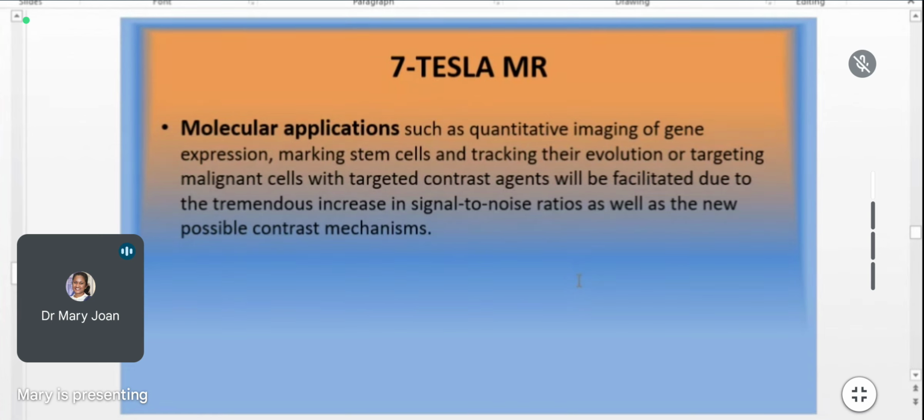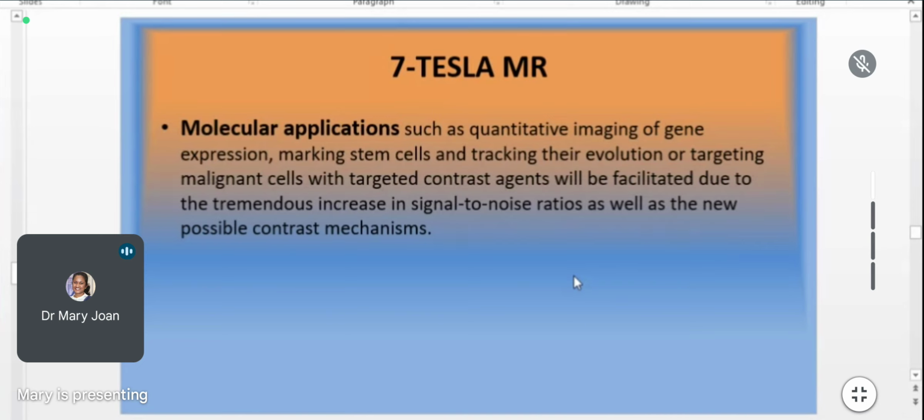7 Tesla MR molecular applications such as quantitative imaging of gene expression, marking stem cells and tracking their evolution, or targeting malignant cells with targeted contrast agents will be facilitated due to the tremendous increase in signal to noise ratios as well as the new possible contrast mechanisms.